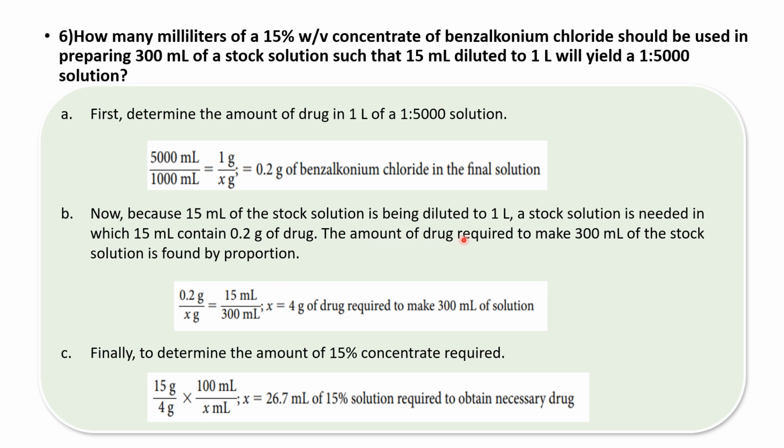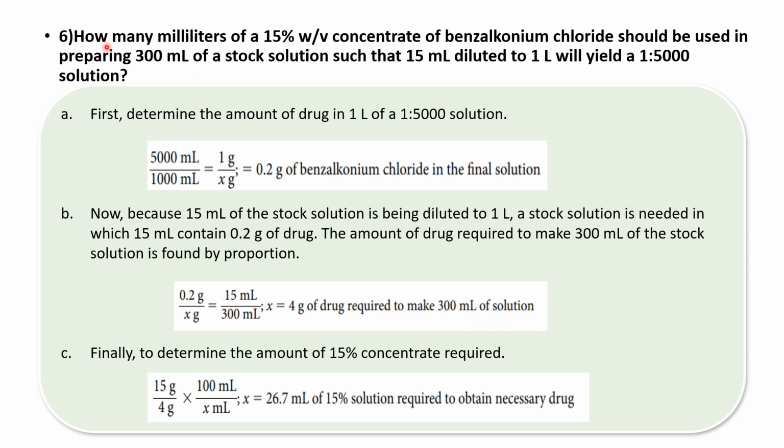Then now find out the amount of drug required to make 300 ml of the stock solution, which can be found out by proportion. So we know 15 ml contains 0.2 gram of benzalkonium chloride. Now find out the amount present in 300 ml of the stock solution. So take it as x gram. Find out the value of x by cross multiplication. That is 300 into 0.2 divided by 15. That is equal to 4 gram. That is, 4 gram of drug is required to make 300 ml of the solution.